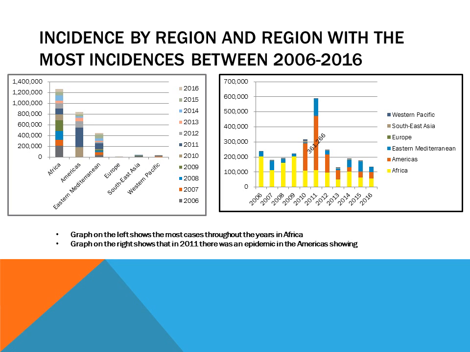In these two graphs, I want to show you the incidence by region in a different way, and also which regions have the most incidences between 2006 and 2016. In the graph on the left, you're able to see what we saw in the previous table, that Africa has the most cases at 1.2 million, and that the Americas is the second in line. You can also see that the different colors in the bars are separated by the years.